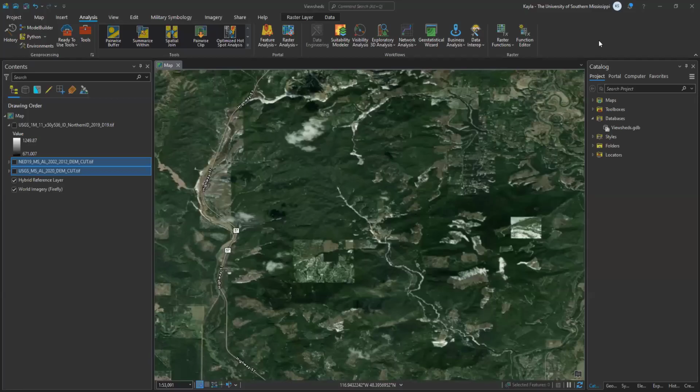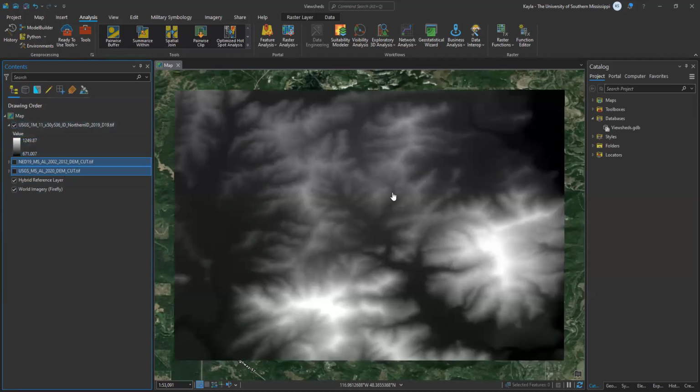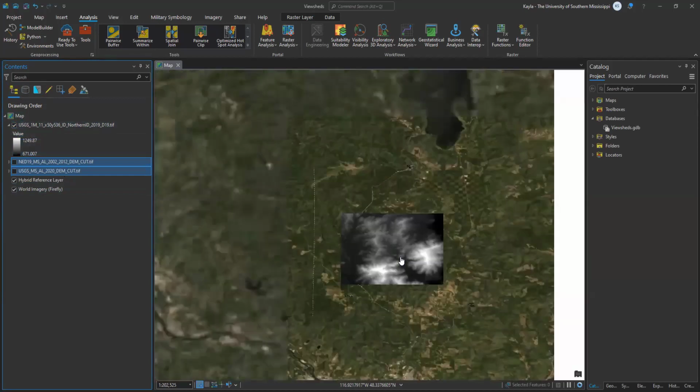Okay, so what I'm gonna do today is show a little bit of how to deal with some different raster type information. Right now on the left-hand side, you can see that I have three different types of data. I've got a USGS 1 meter TIFF data set, an NAD 2002 to 2012 DEM, and a USGS Mississippi, Alabama 2020 DEM data set. This last one is the one we're going to take a look at right now.